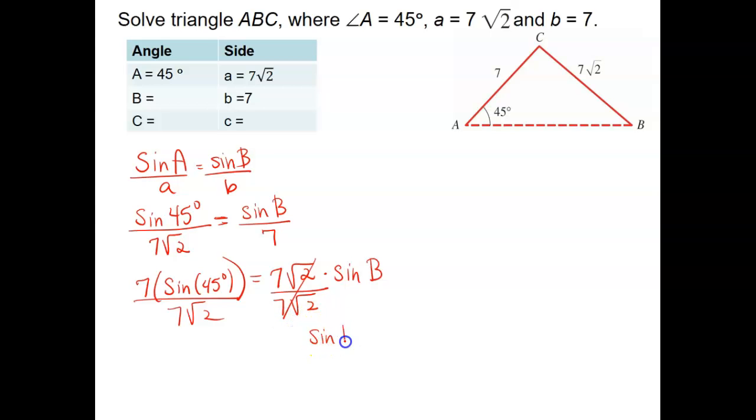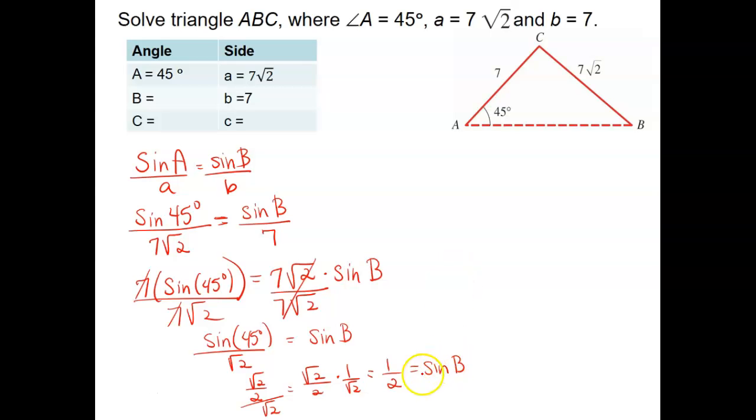So I have sine of B. My 7's would cancel, and I'm going to have the sine of 45 over the square root of 2. If you remember from your unit circle, anytime these numbers show up that are on the unit circle, we want to take those values from it. So the sine of 45 is the square root of 2 over 2, and then we're going to divide that by the square root of 2. So that's going to be the square root of 2 over 2 times 1 over the square root of 2. So we end up with 1/2 when we simplify all of this.